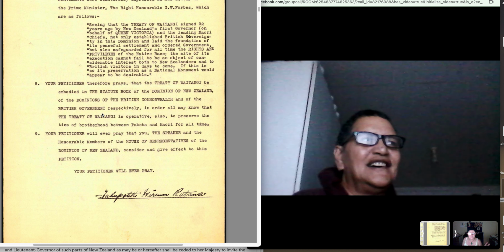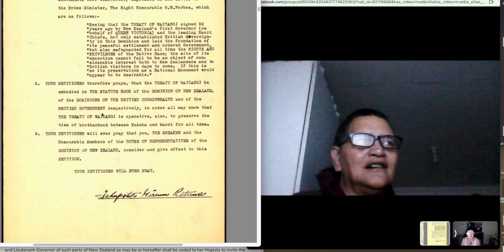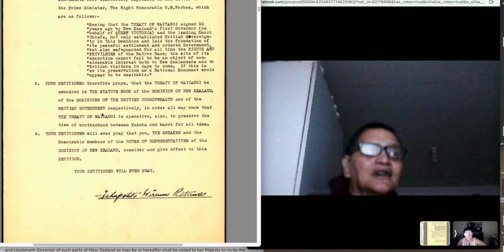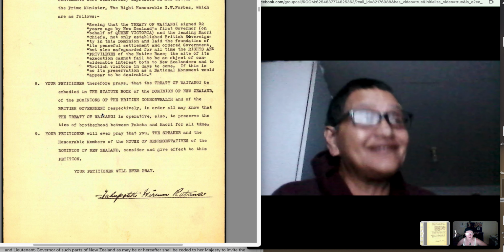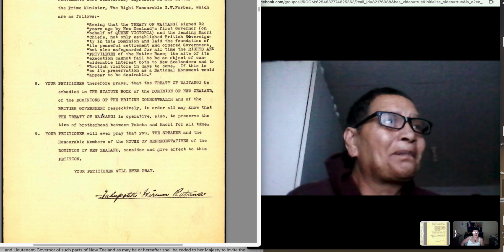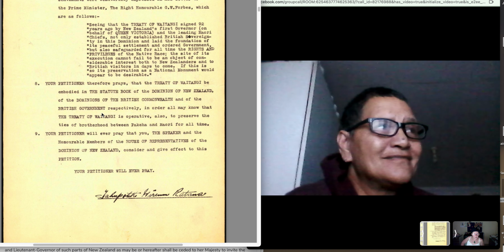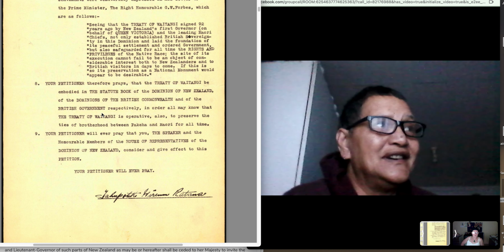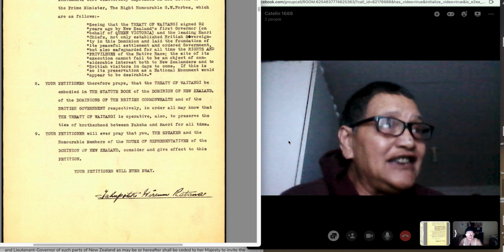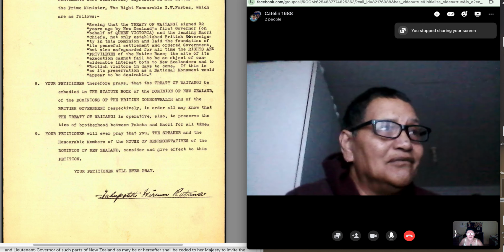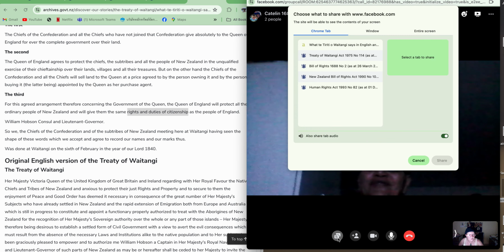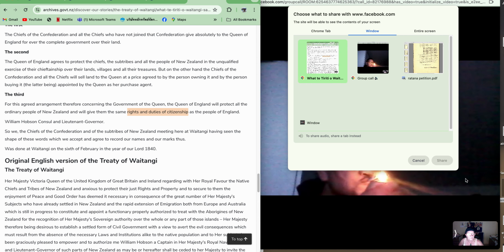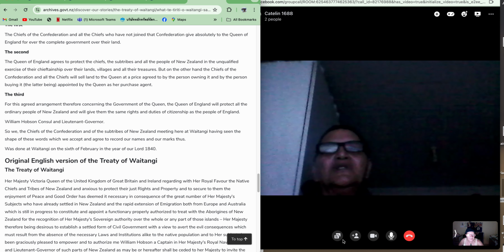Why would Ratana be going to the House of Representatives of New Zealand and asking that this Treaty of Waitangi become part of the British government? Yes. Why? So, and of the Commonwealth. Why? Because it was always intended to be in a treaty. It is a treaty, and a treaty cannot be removed, because I've researched it, and a treaty cannot be removed. We cannot remove the treaty.